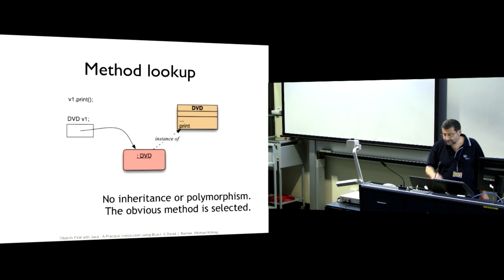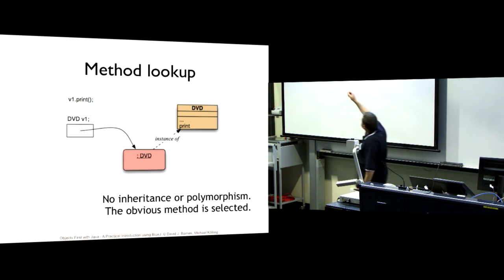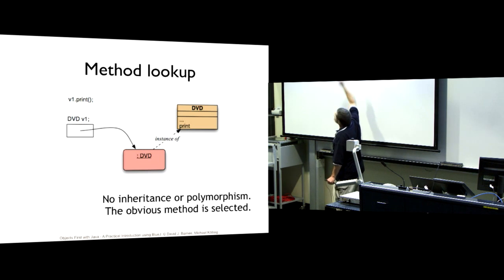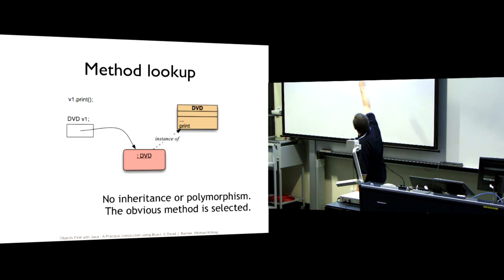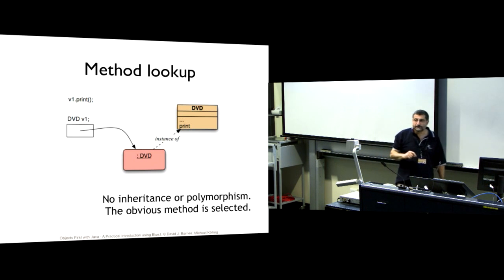Let's see some examples. We've got an object DVD, V1, which is a DVD, and we try to print it. V1 is the variable that refers to the DVD object. This is our actual object, the thing in pink there, and that box is a variable that refers to that object. That object is an instance of, in other words it's a type DVD. So it'll look for the print method in DVD and finds it, and that works.